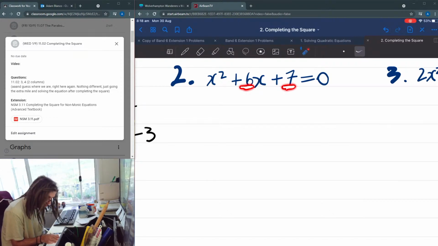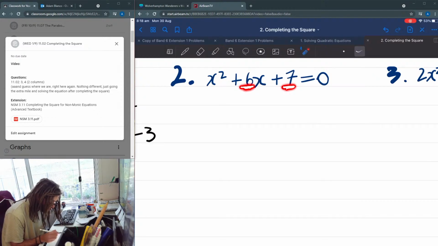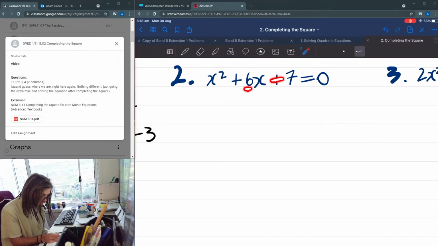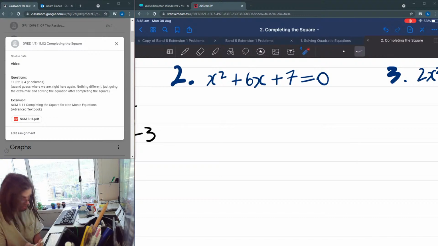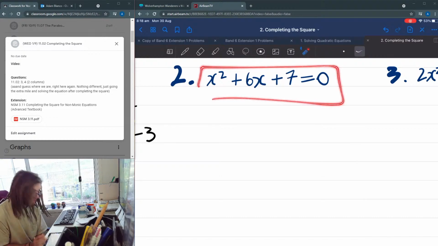Well, I guess I'll think of the factors of 7. 1 and 7 is it. So 1 plus 7 is not 6. But if this was a minus, might be able to do it. 7 and minus 1, so that could be 7 and minus. So this would factorize if this was a minus, but it's not. So that means you can't actually factorize this.